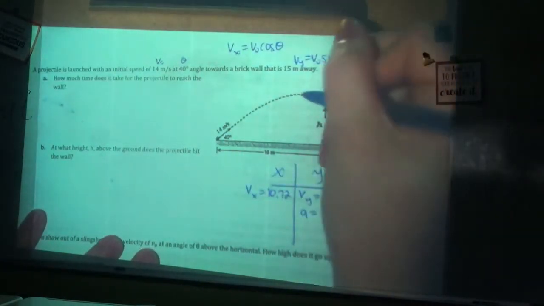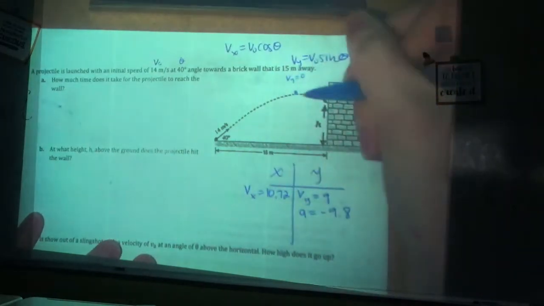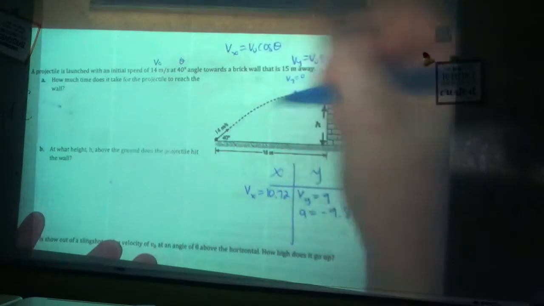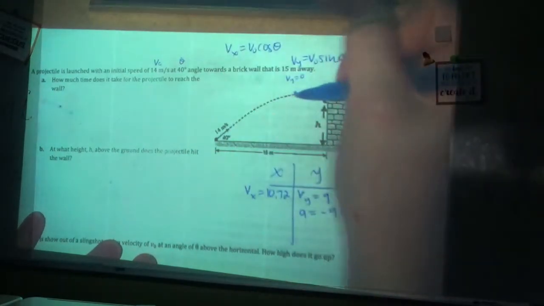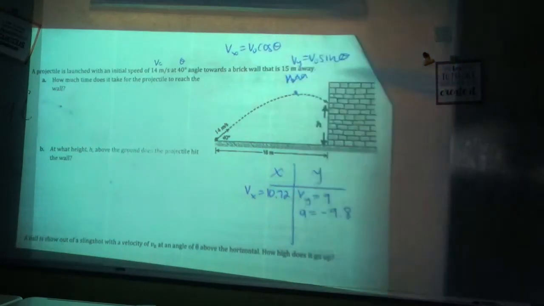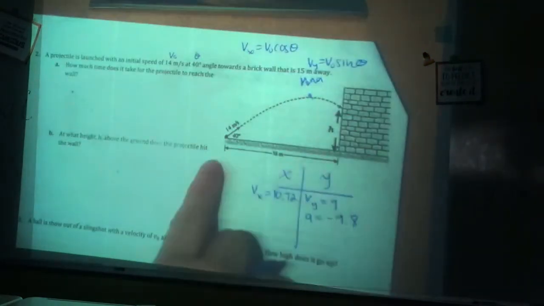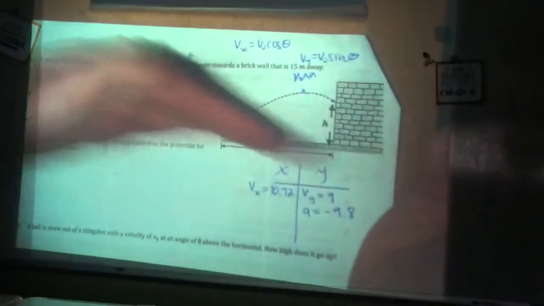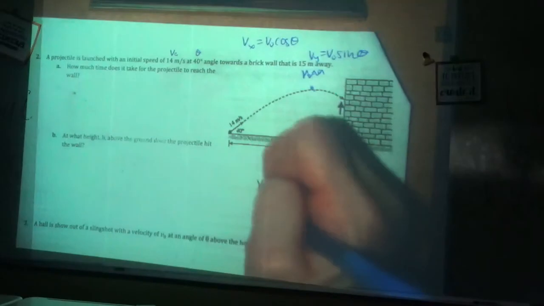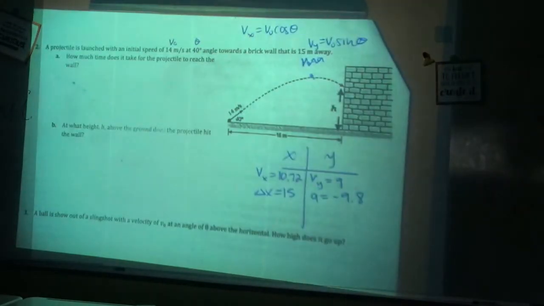You can put v is 0 in the y direction at the top. That is totally correct. Your y velocity will be 0 at this point. But I'm not asking anything about the maximum height or the time it takes to get to the top. So it's actually irrelevant in this case. And then the only other thing that I was given is this 15. That is a displacement. It's a displacement in the x direction. This is not talking about up and down. It's sideways. So displacement for x was 15.